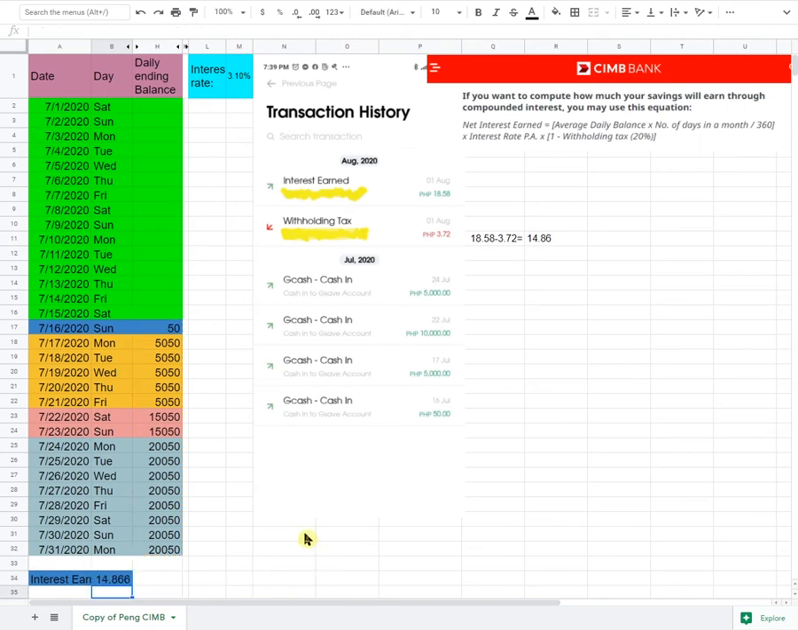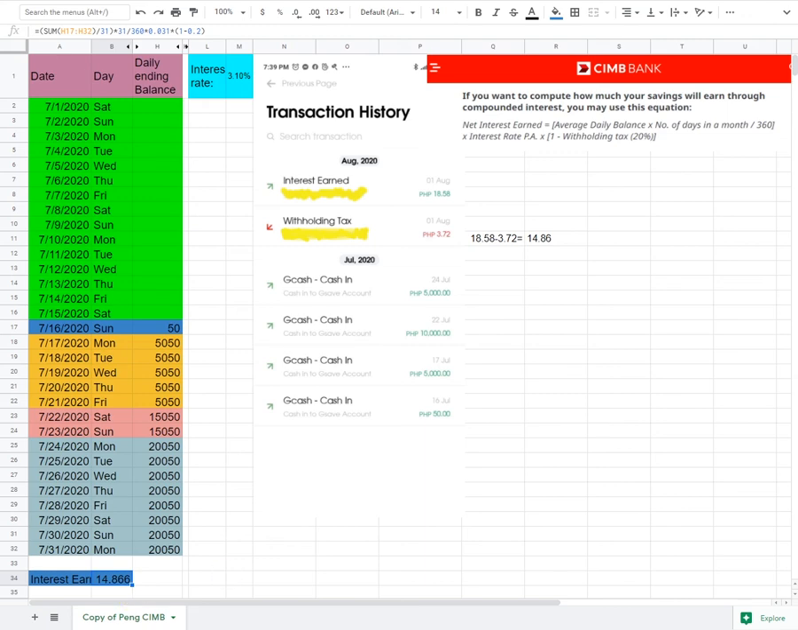This will generate 14.86. Do note that the interest rate may be different depending on the account type, current promos of the bank, and any changes in the bank's decision on the interest rate. As you can see here in the transaction history, there were two entries for the first day of August, interest earned and withholding tax. So if we deduct the withholding tax of 3.72 from the interest earned of 18.58, we will get a net interest earned of 14.86, which was the same amount as we arrived at with the computation from the far left. It seems, however, that they rounded down to the nearest tenth, so we are getting 14.86.